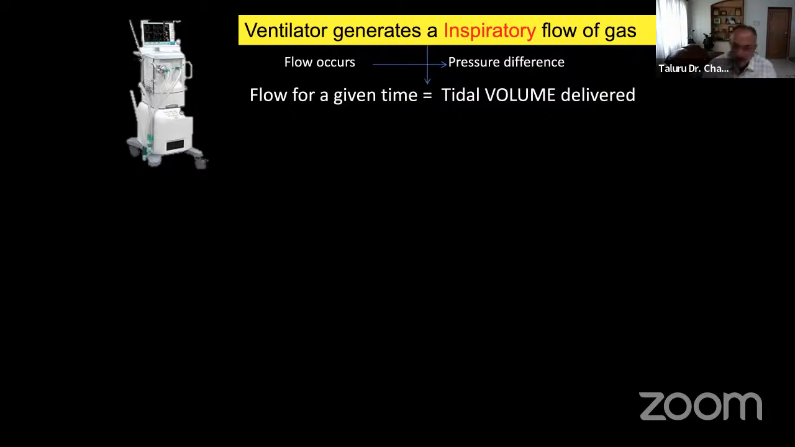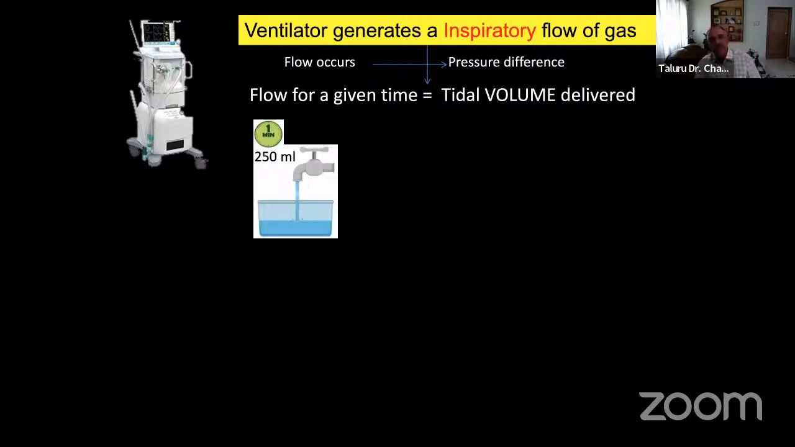Flow for a given time is the tidal volume delivered. This is something you have to understand. I find it very, very difficult to explain this. Most of the postgraduates don't understand what I mean when you talk of a flow. I've said the ventilator generates only inspiratory flow of gas. When you talk of inspiratory flow in the context of time, then it becomes tidal volume delivered. I'll explain it to you in the next step.